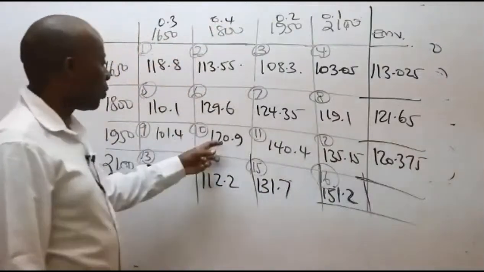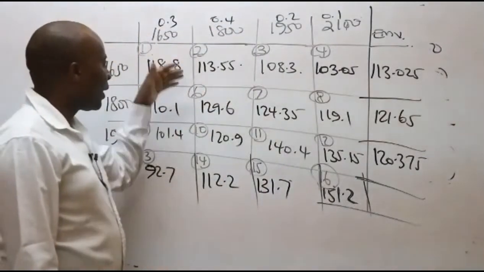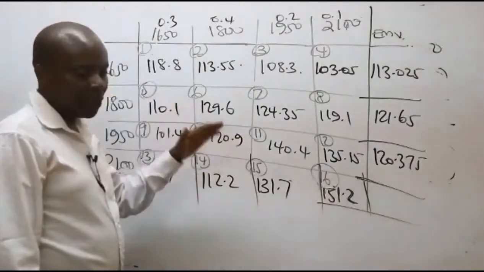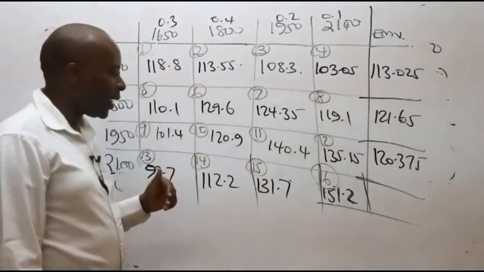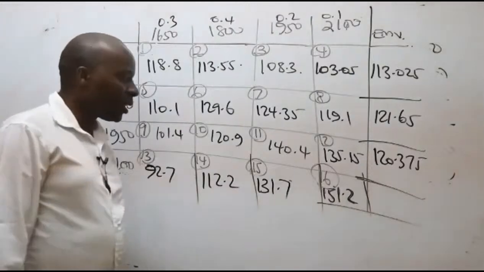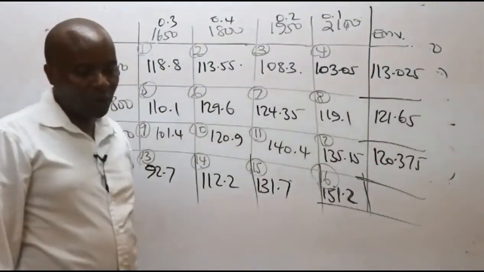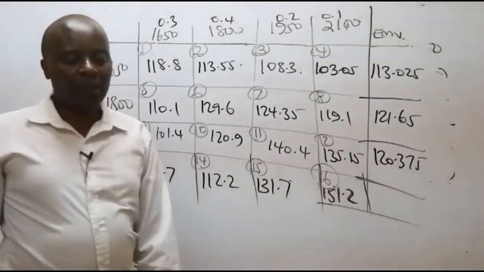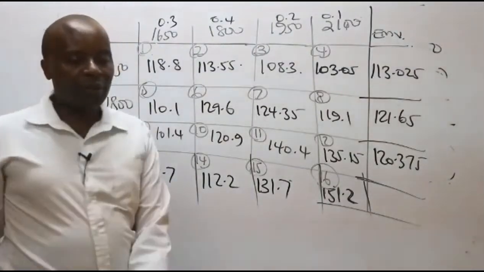How did they get this 120.375? They took the profit that we have here and then they averaged them by multiplying them with the probabilities like that. And then we have the last one. What do we have?